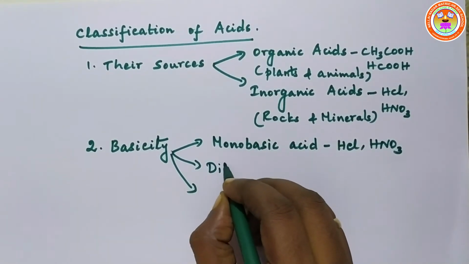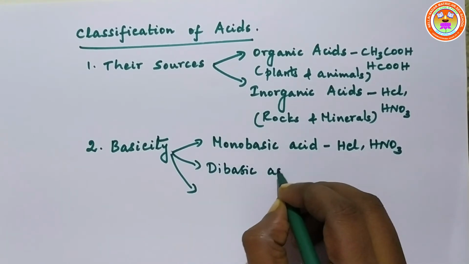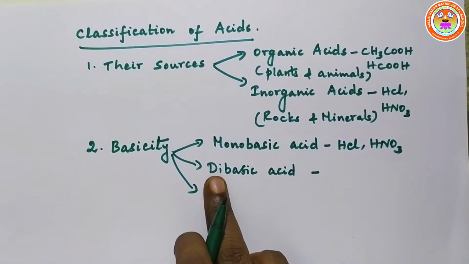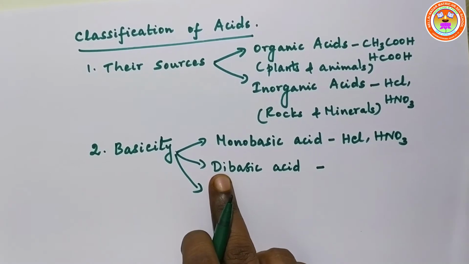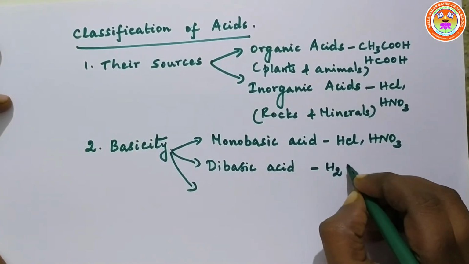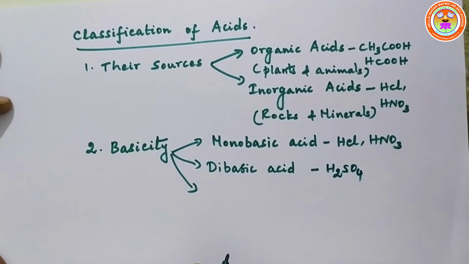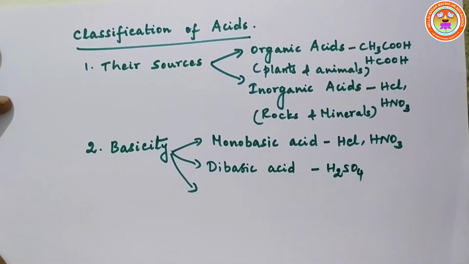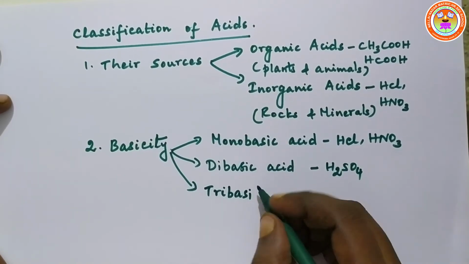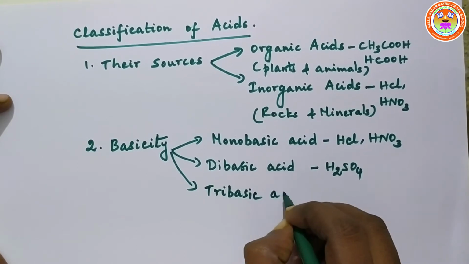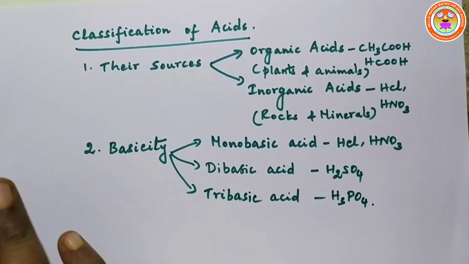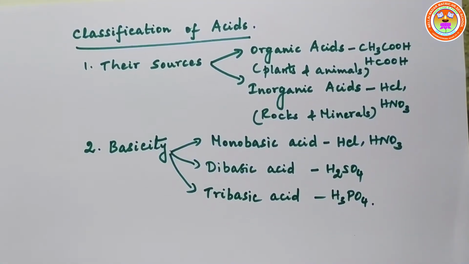Dibasic acid is an acid which has 2 replaceable hydrogen atoms per molecule. An example is sulfuric acid, H2SO4. Then we have tribasic acid. An example of a tribasic acid is phosphoric acid, H3PO4.